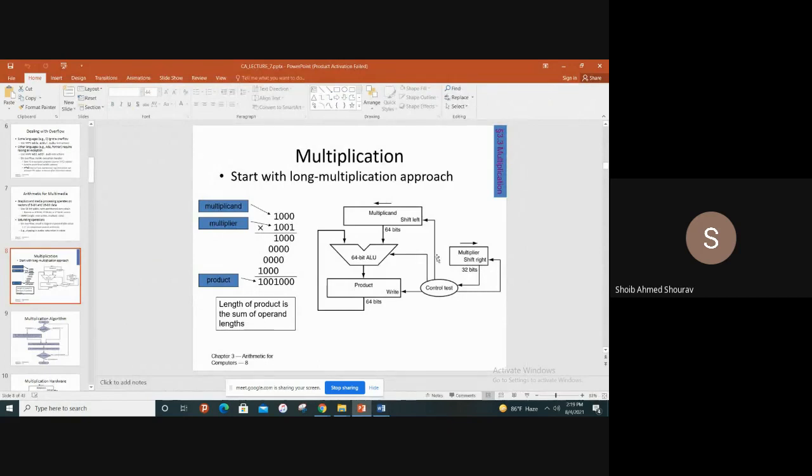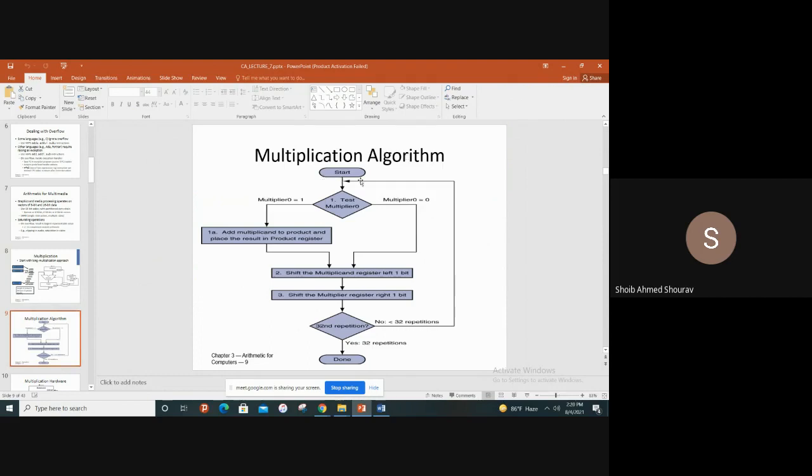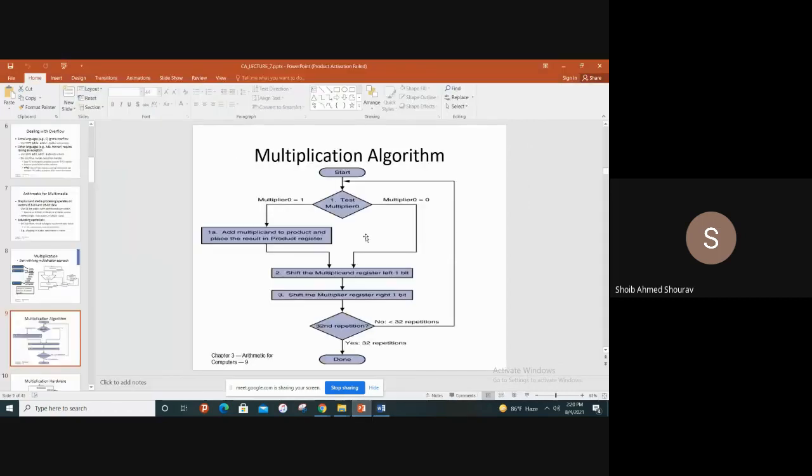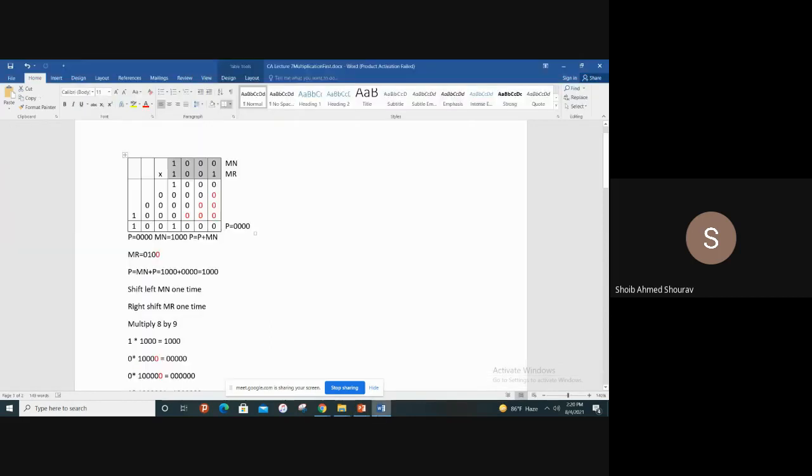Okay, this is the hardware diagram where we have multiplicand, multiplier, and product and ALU in here. So we are going to see the multiplication algorithm in here. Start, then whatever happens, we are going to test this algorithm in here. Now there is another thing in here, that is right shift mr one time. We have to shift right the mr one time. Why? Because in the algorithm, every time we check the 0 number bit of multiplier. But do we really want to multiply mn with the 0 number bit every time? No. First time we want to multiply this mn with the 0 number bit. Next, the first bit.